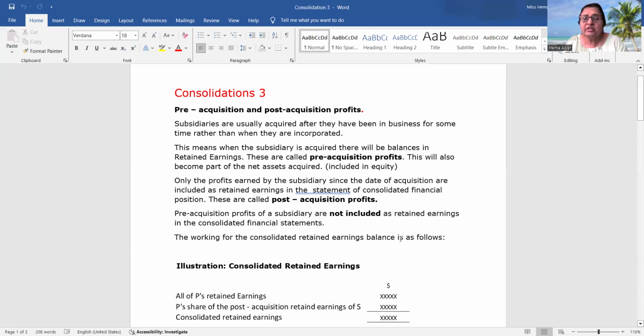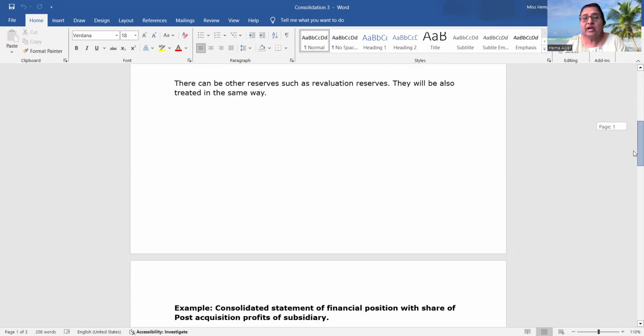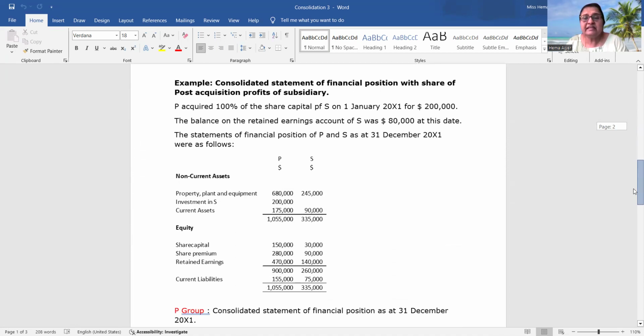So now we see how we are going to calculate the consolidated retained earnings. What is the consolidated retained earnings? It is the retained earnings of the parent plus the parent's share of the subsidiary's post-acquisition retained earnings. So here you can see all of P's retained earnings plus P's share of post-acquisition retained earnings of S Limited. That will be the consolidated retained earnings that appear in the consolidated statement of financial position. Other reserves are also treated in the same way. If there is any post and pre, you have to distinguish it. So we will see an example now.